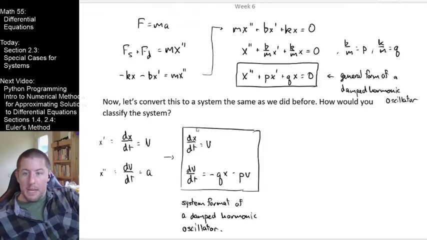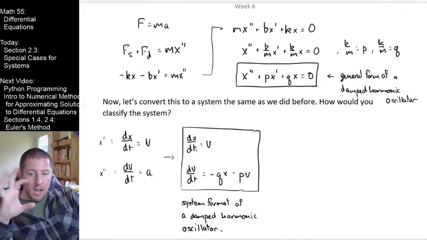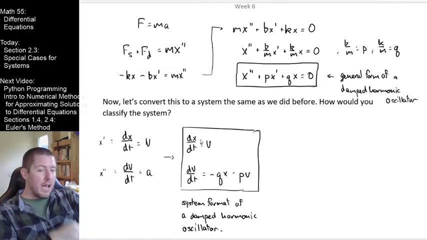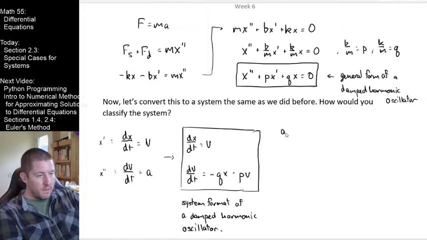Well, no, because it looks like my dx dt equation depends on v and my dv equation depends on x right here. This is a fully coupled system because each differential equation depends on its opposite variable. I'm going to say it almost looks partially coupled.